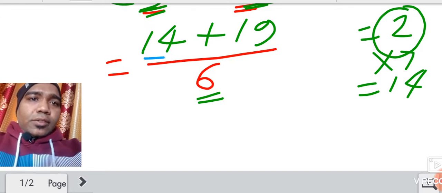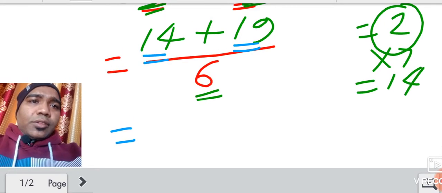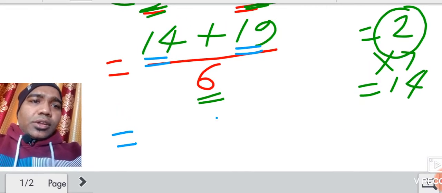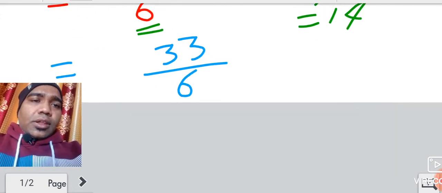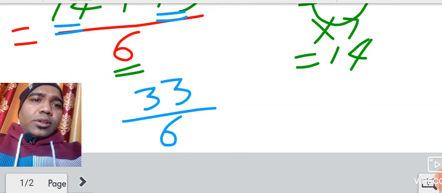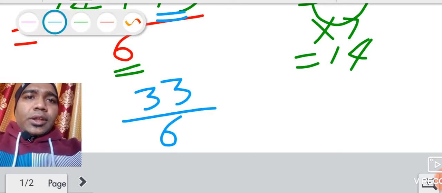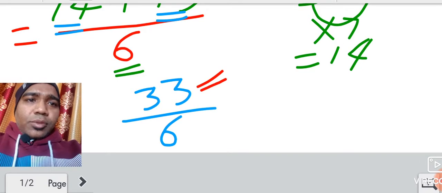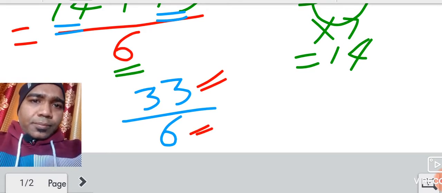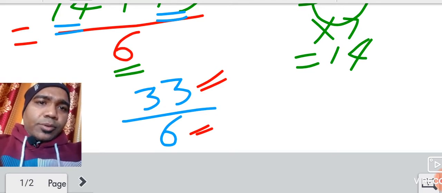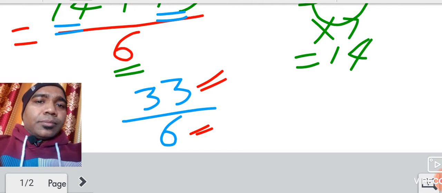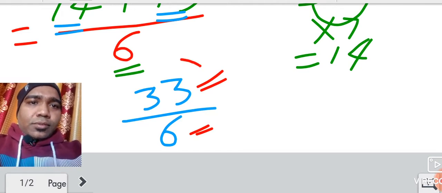14 plus 19, this 14 and this 19 after adding, how much will we get? 14 plus 19, if you add it, how much will you get? 33. And in the denominator what is there? 6. So you have got 33 by 6. Now whatever you have got, you can see here the numerator is greater than the denominator, so it is what kind of fraction? Improper fraction. So whenever we get an improper fraction, what do we have to do? We have to change it into a mixed fraction.